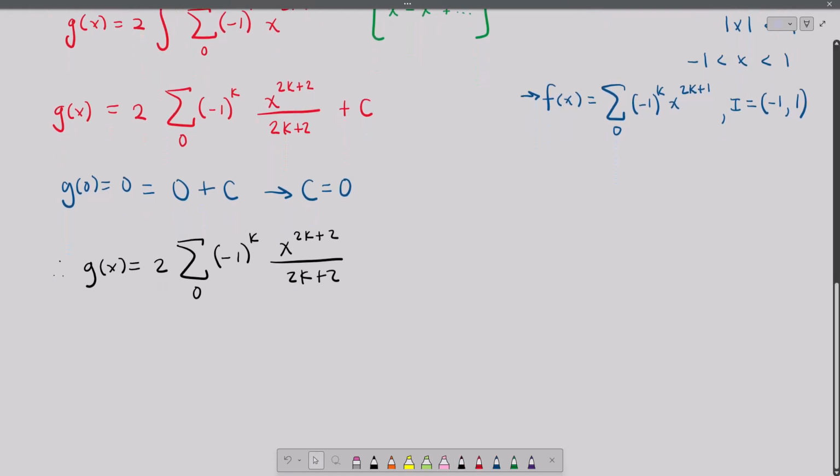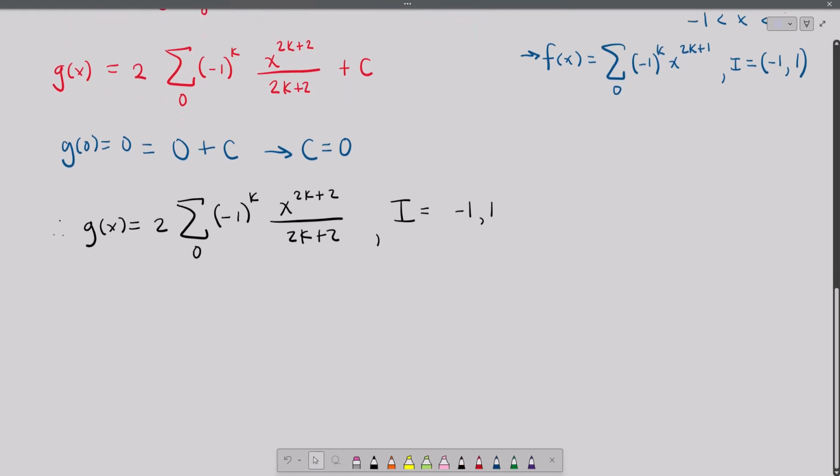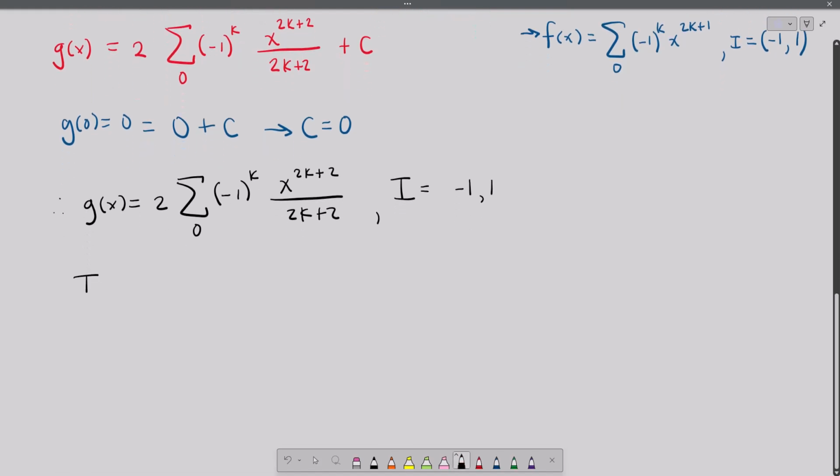So now the only thing left: we know our interval of convergence, we know the goalposts, the left endpoint and the right endpoint. We just have to double check whether there's convergence or divergence at those endpoints. So let's test x equals -1, and we're going to test x equals +1 and see if we have convergence or divergence.